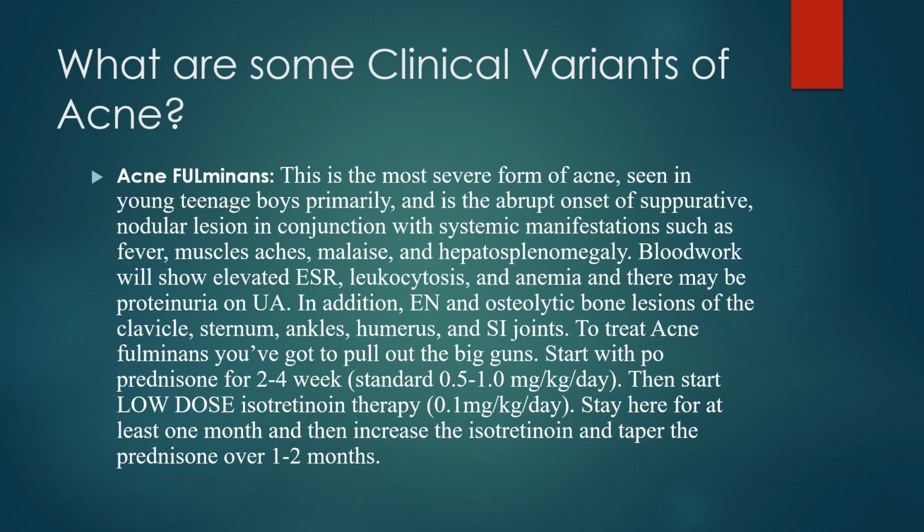It's seen usually in young teenage boys, and you have this abrupt onset of suppurative nodular lesions in conjunction with systemic manifestations such as fever, muscle aches, malaise, and hepatosplenomegaly. Blood work is going to show an elevated ESR, leukocytosis, and an anemia, and there may be proteinuria on UA. In addition, erythema nodosum and osteolytic bone lesions may be seen with acne fulminans as well. And this was actually a case in one of the journals not too long ago where they talked about this.